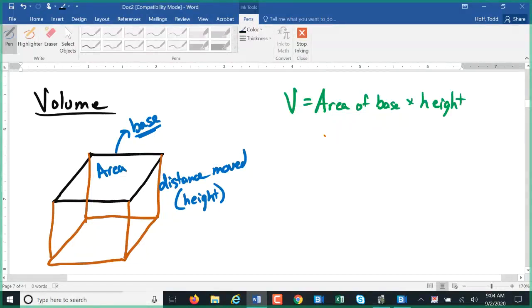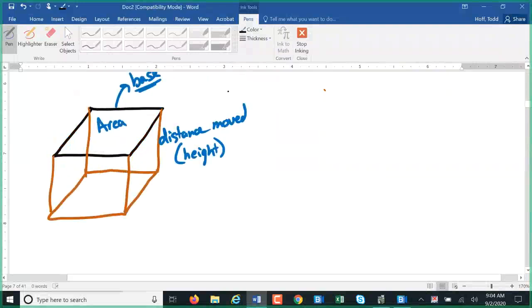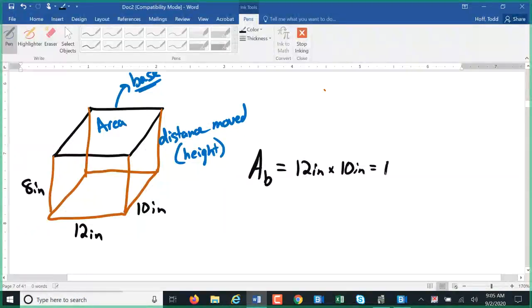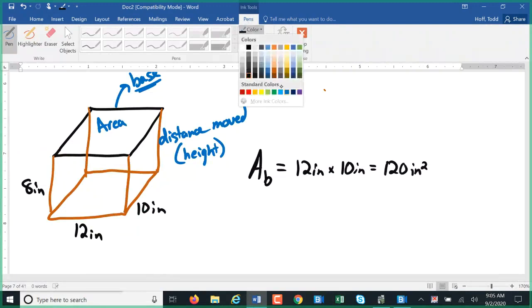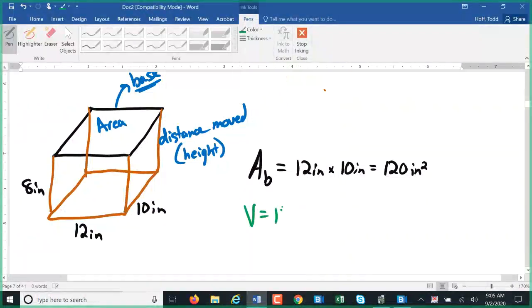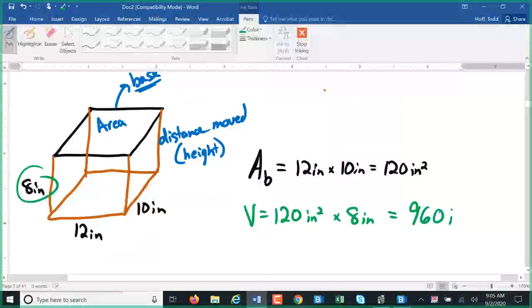So for this over here, let's say that this base, that rectangle we were based off of, the base is sometimes on the bottom, but not always. Let's say that this was 12 inches by 10 inches, and this height is going to be 8 inches. The area of the base, A with the little b there, is 12 inches by 10 inches, or 120 inches squared. So the volume is the area of that base, 120 inches squared, times that height of 8 inches. Giving us 960. Well, inches squared times inches is inches cubed, or cubic inches.